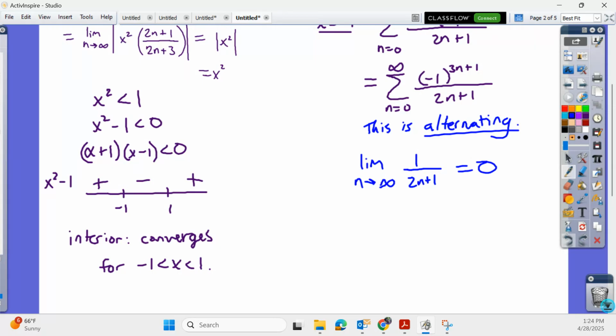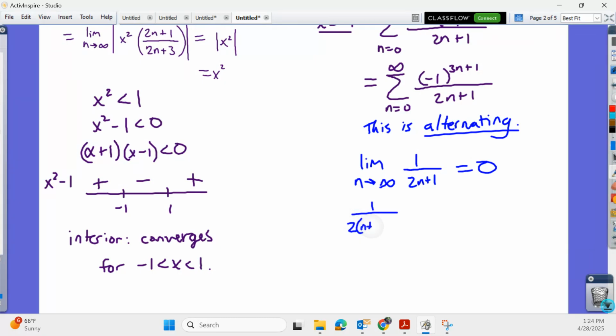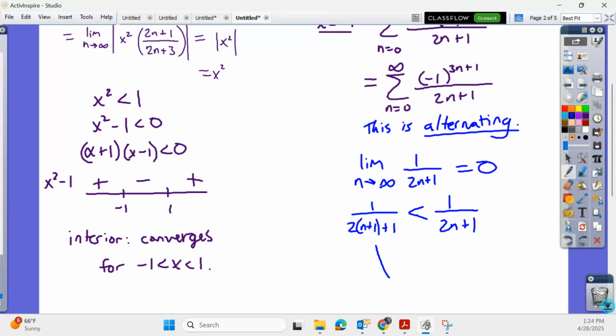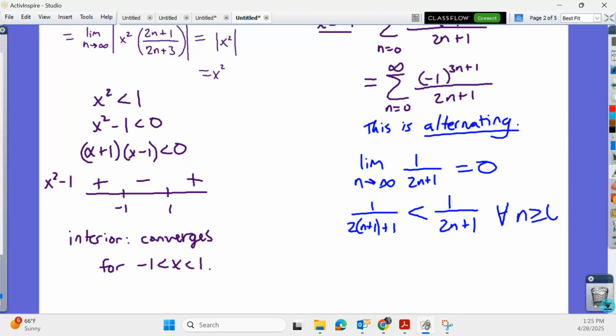And then for decreasing in magnitude, show that 1 over 2 times n plus 1 is less than 1 over 2n plus 1. In other words, the n plus 1th term is less than the nth term for all n starting at 0, greater than or equal to 0. You can even say or equal to, this is true. So for all n greater than or equal to 0. I'm going to write it here because I think it's going to help in a minute on the other endpoint that we test.